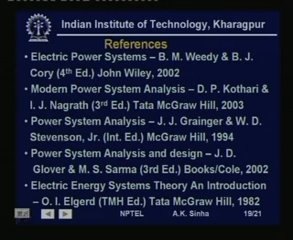mostly the textbooks that we use for this course. They are: Electric Power Systems by B.M. Weedy and B.J. Cory, 4th edition, published by John Wiley in 2002. Modern Power System Analysis by D.P. Kothari and I.J. Nagrath, 3rd edition, published by Tata McGraw-Hill, 2003. Power System Analysis by J.J. Grainger and W.D. Stevenson Jr., the international edition published by McGraw-Hill in 1994.